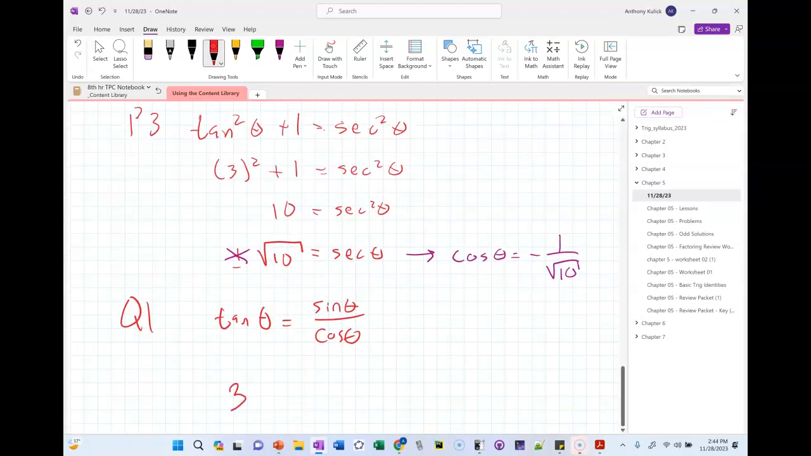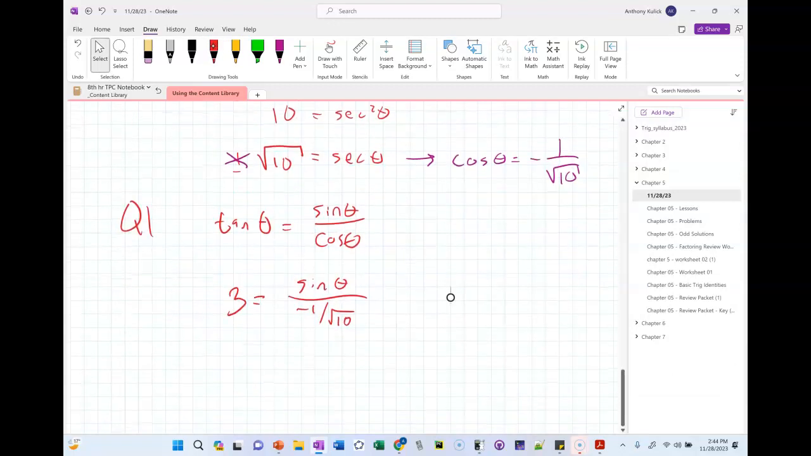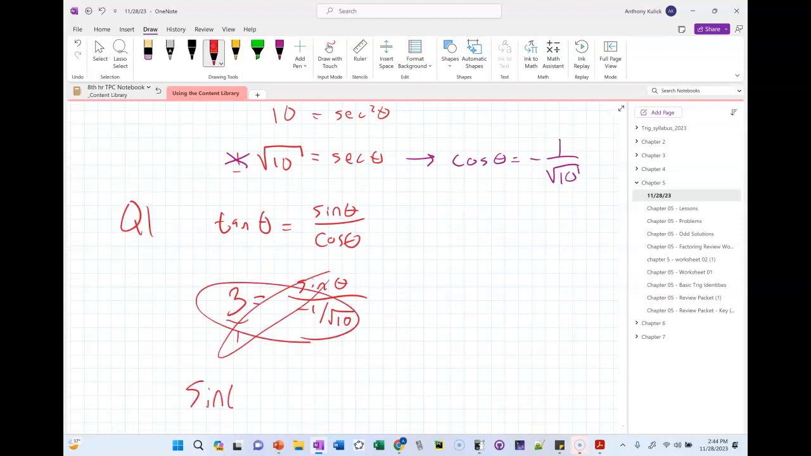I know tangent is 3. How do I know that? It was given to you in the problem, Mr. Kulik. Cosine we know is negative 1 over root 10. Now I'm just going to solve for sine. So what? Cross multiply maybe? Sine theta is 3 times negative 1 over root 10.